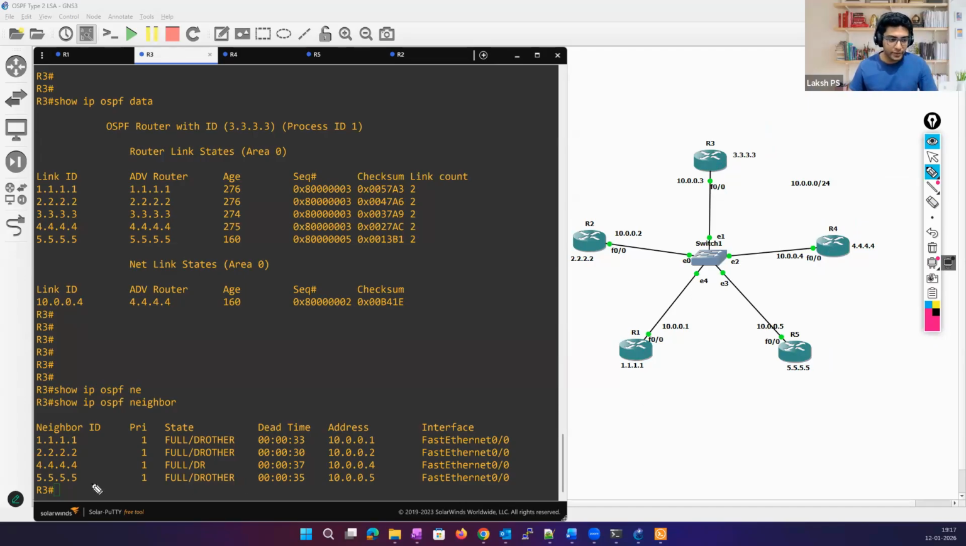All right. And that is what we see here. We can clearly see R3 says R5 is a DR other router. It is not a DR. It is not a BDR. It is a DR other router. All right.